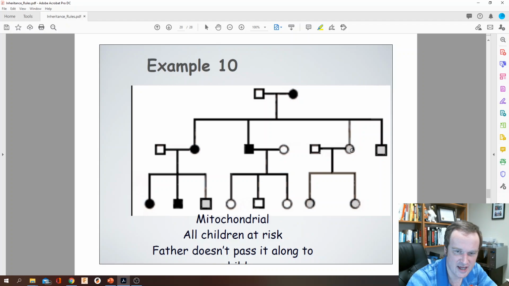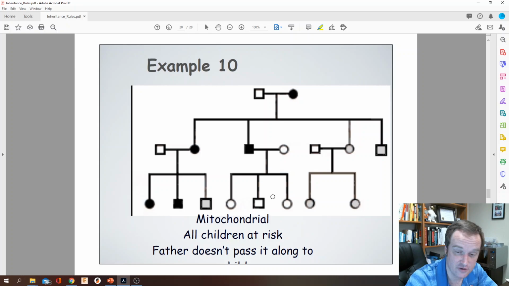I got these from a source, so I'm not responsible for creating these. But as you can see here, if the mother has it, then the offspring have it. So this should be black as well, and these should be black. But if the father has it, the offspring do not get it passed down, because you only get your mitochondria from your mother.